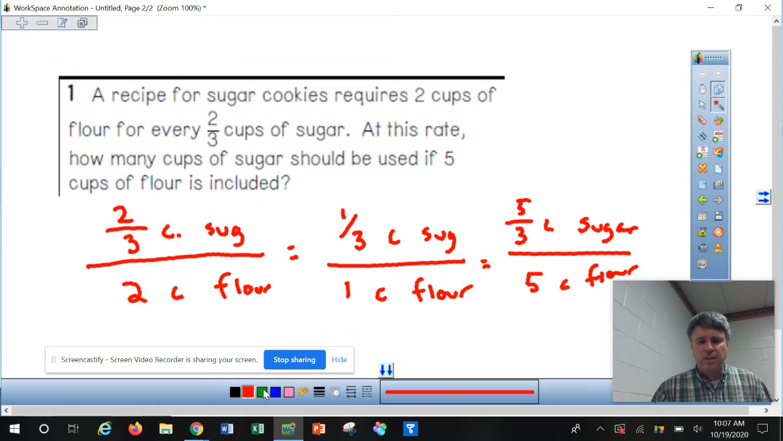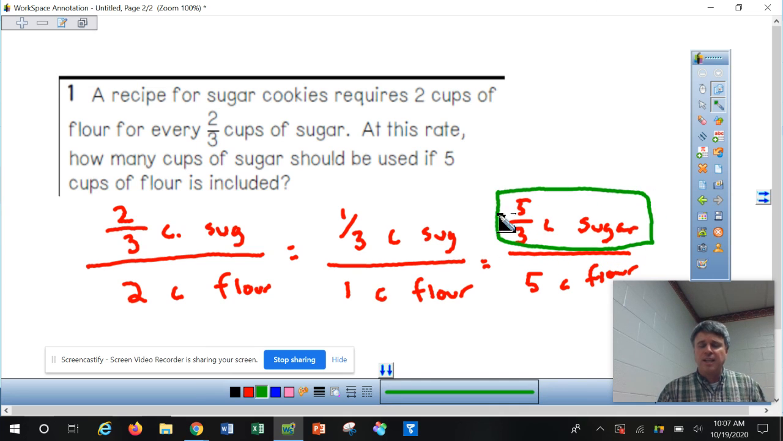So no matter how you do it, you're going to come up with the same answer. I don't care how you do it. I just want to make sure that you can explain your thinking sort of like I did here.